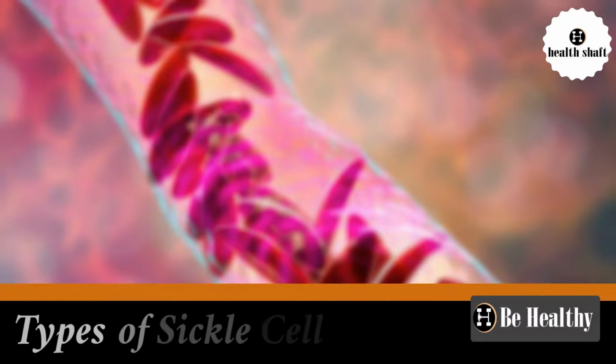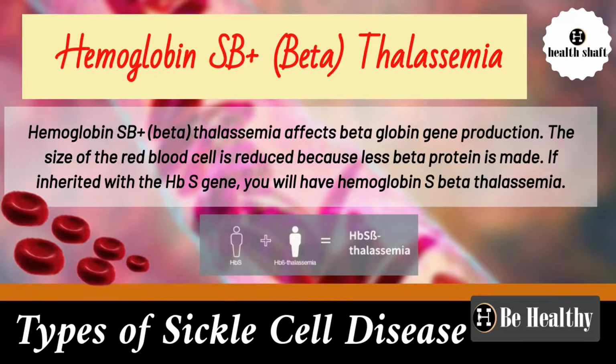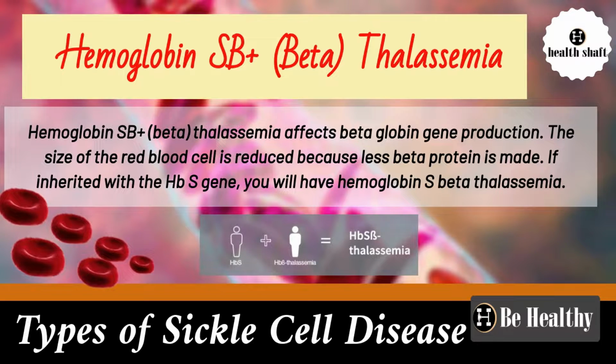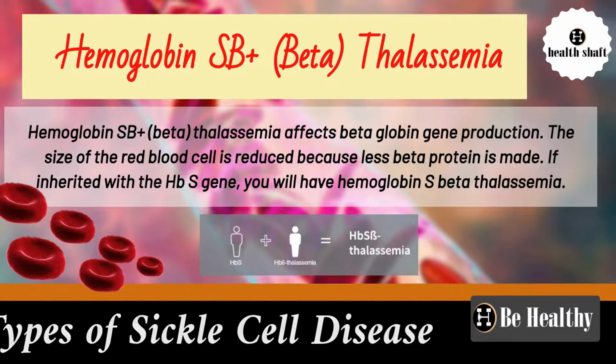Third, Hemoglobin S beta plus thalassemia. This type of disease affects beta globin gene production. The size of the red blood cell is reduced because less beta protein is made. If inherited with the HbS gene, you will have hemoglobin S beta thalassemia.